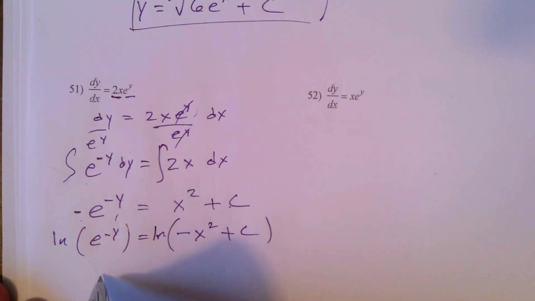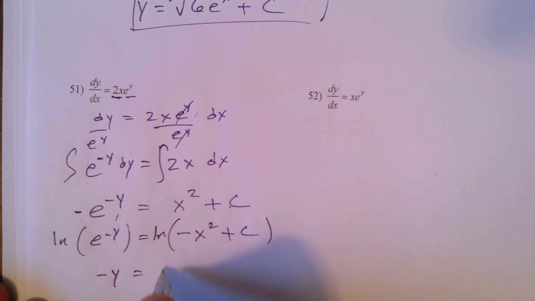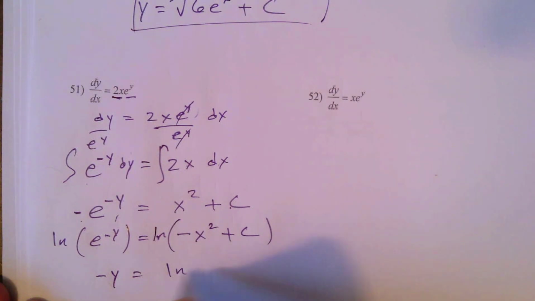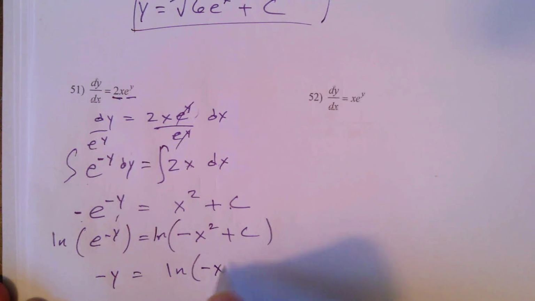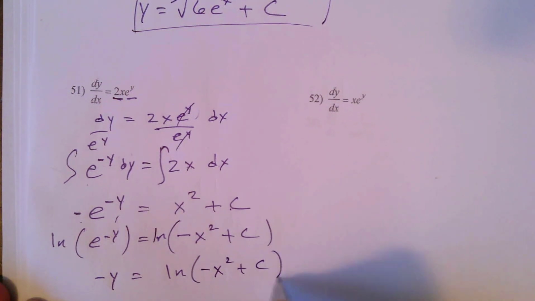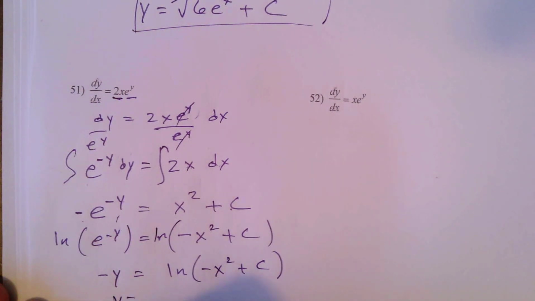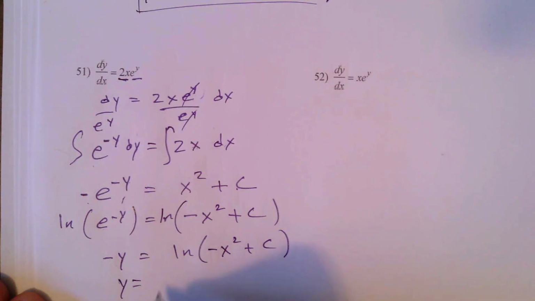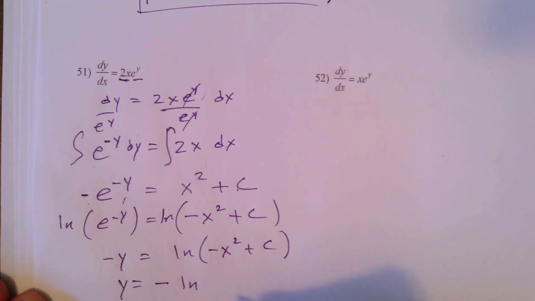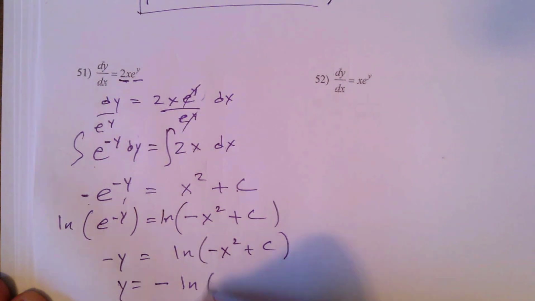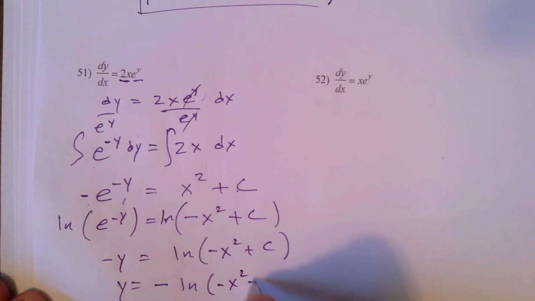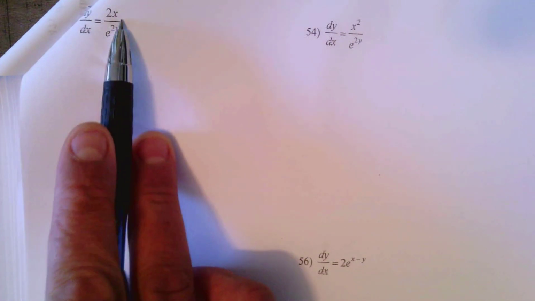So this is going to give us just negative y equals the natural log of negative x squared plus c. And then lastly, multiply both sides by negative 1. So we're going to have y equals negative natural log of negative x squared plus c. Okay, 53. dy dx is equal to 2x over e to the 2y.